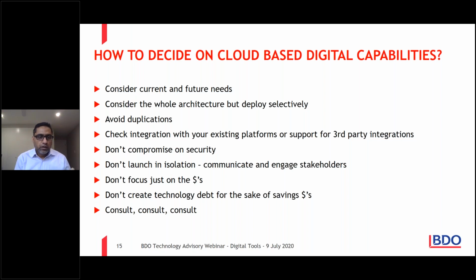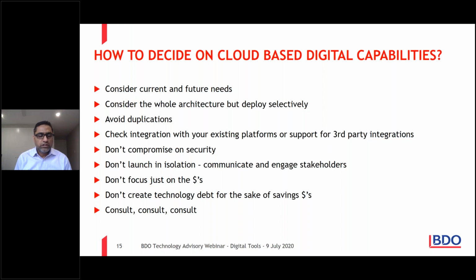Having said all of that, I think the big call out that I wanted to share is don't compromise on security. That's something which creates a lot of reputational and a lot of financial risk in the organization. So irrespective of how you look at cloud adoption, never compromise on the security aspects of it.